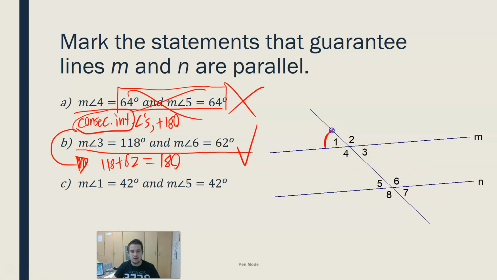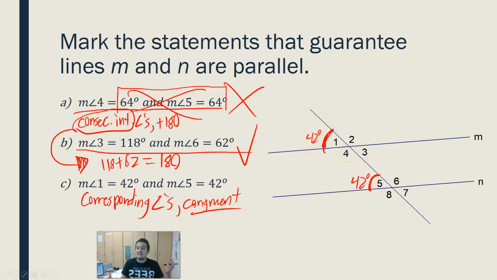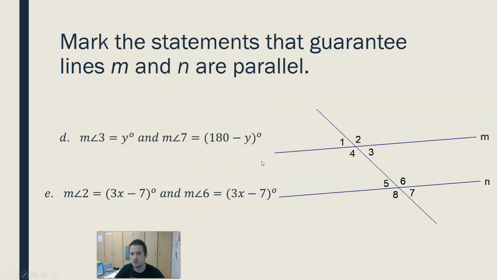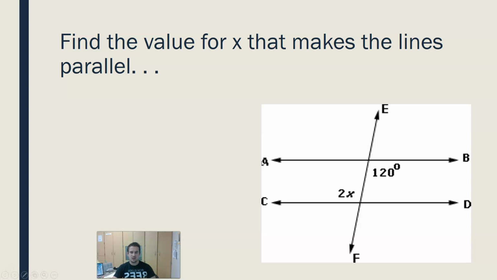Well, what about the measure of angle 1 and the measure of angle 5? What if they're both 42 degrees? Well, those are corresponding angles. And what do I know about corresponding angles and parallel lines? They are congruent, meaning that they are the same. And since 42 does indeed equal 42, yes, that information is enough to prove to me that those two lines are parallel. Okay. You can do that little section on your own if you wanted to take a look at that for a little bit of a challenge.